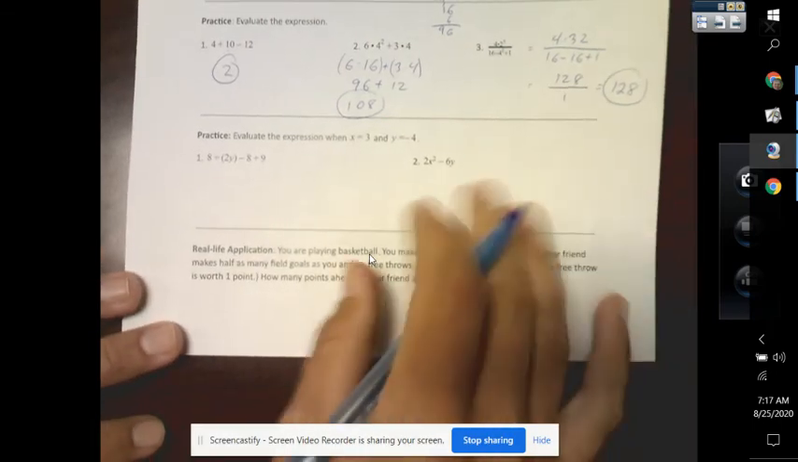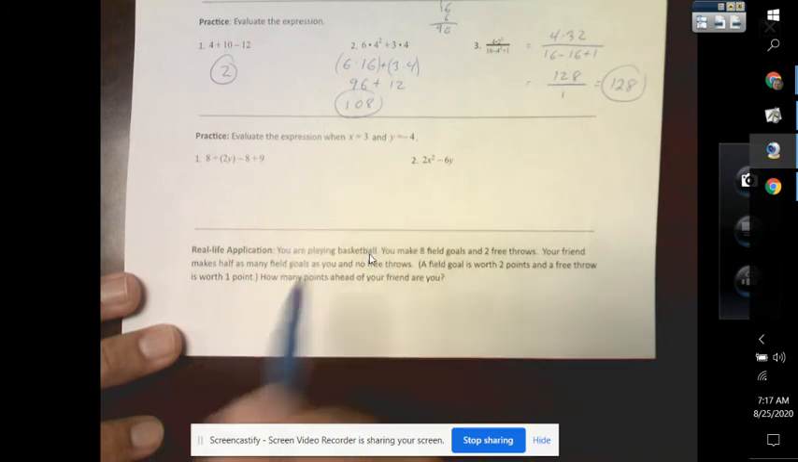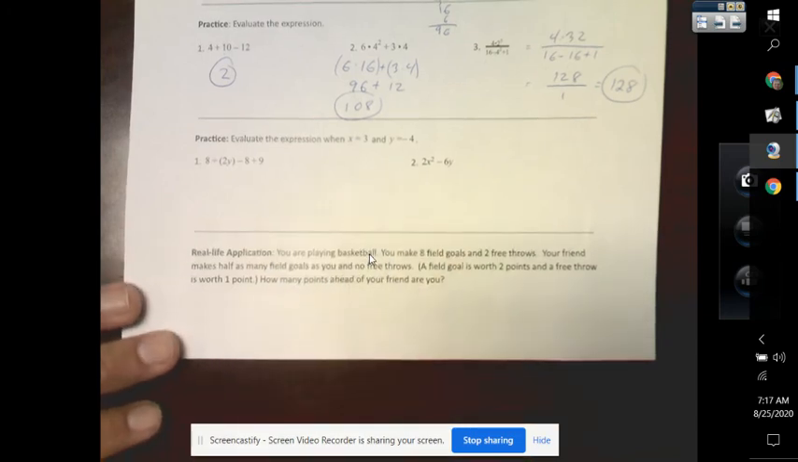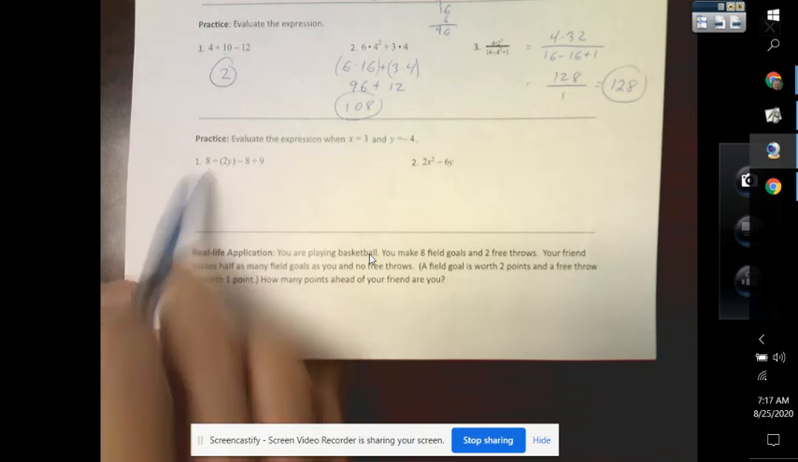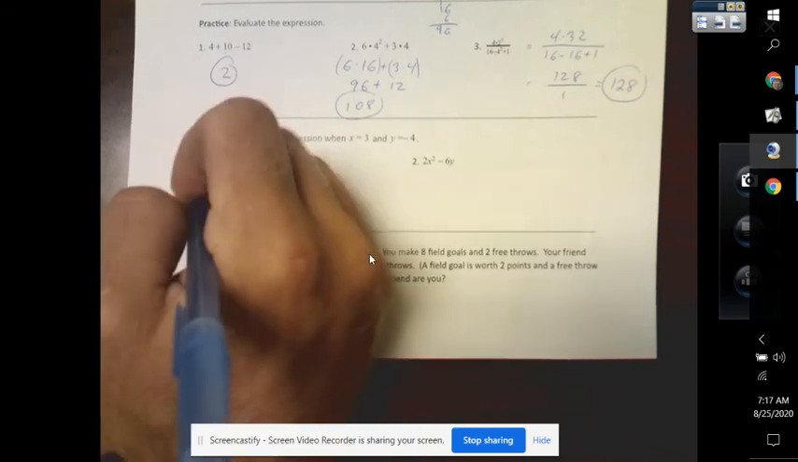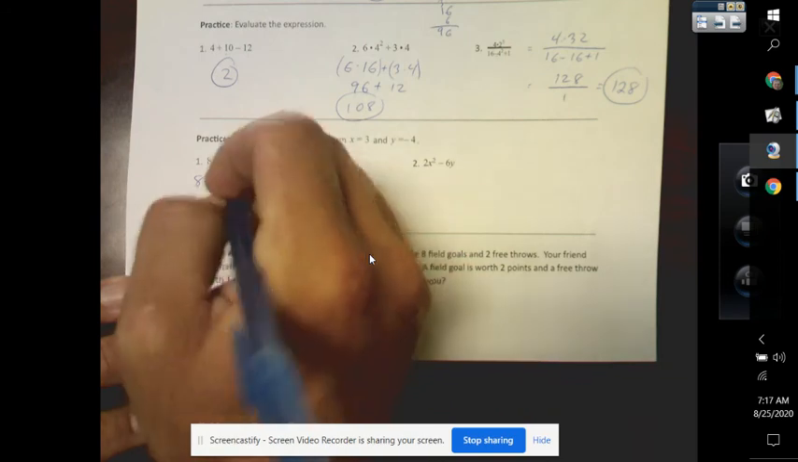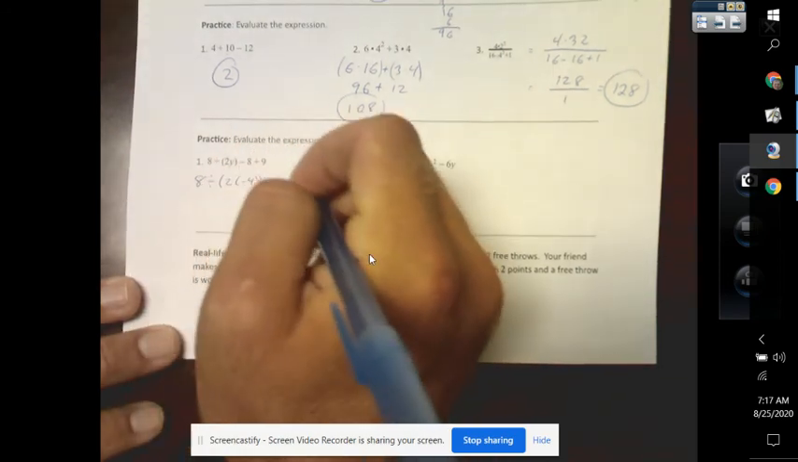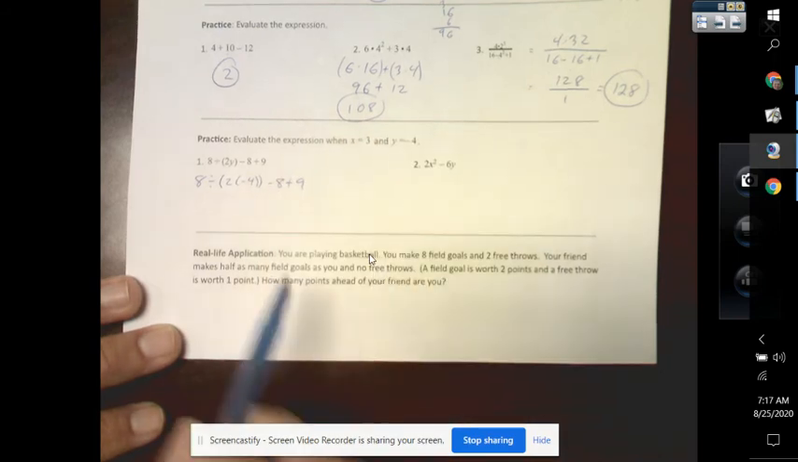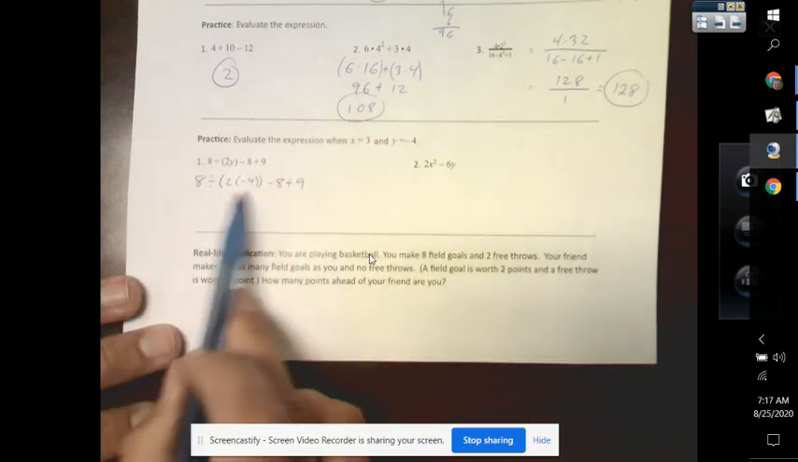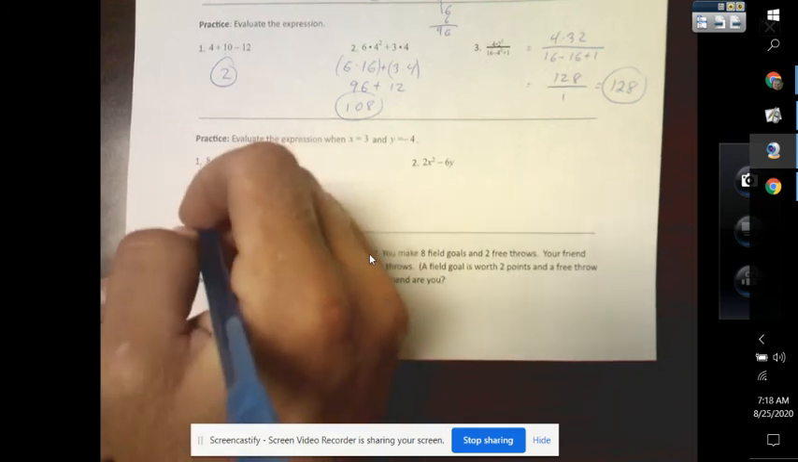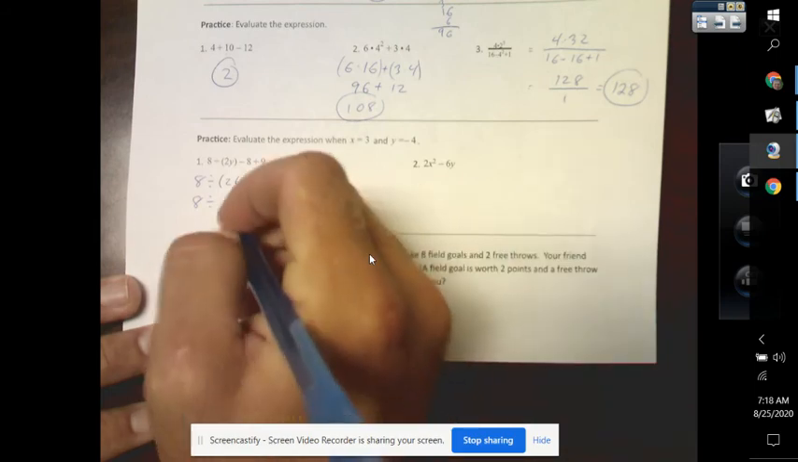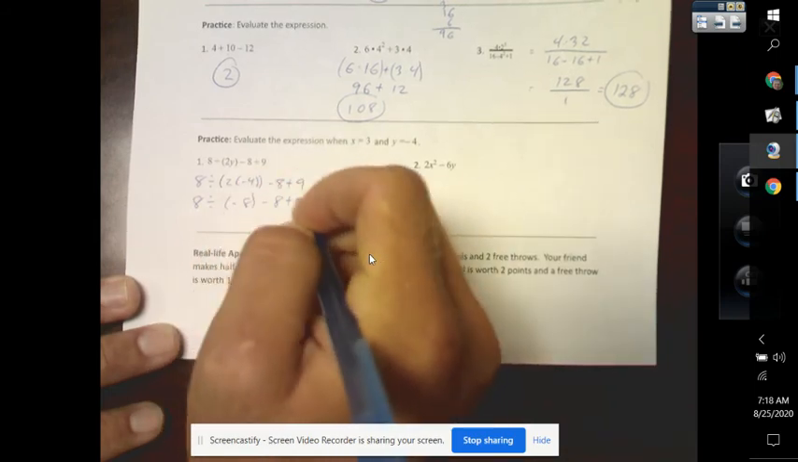Wonderful. A few more quick ones and we'll wrap this up. Evaluate the expression. Notice now we're evaluating a negative sign. When we do this, we want to make sure that we are putting parentheses around it. 8 divided by 2y. 8 divided by 2 times y. 2 times negative 4. I love parentheses. We're all going to learn to love parentheses because they help us out so much. So I'm working inside the parentheses first. Okay. This is going to give me 8 divided by negative 8 minus 8 plus 9.